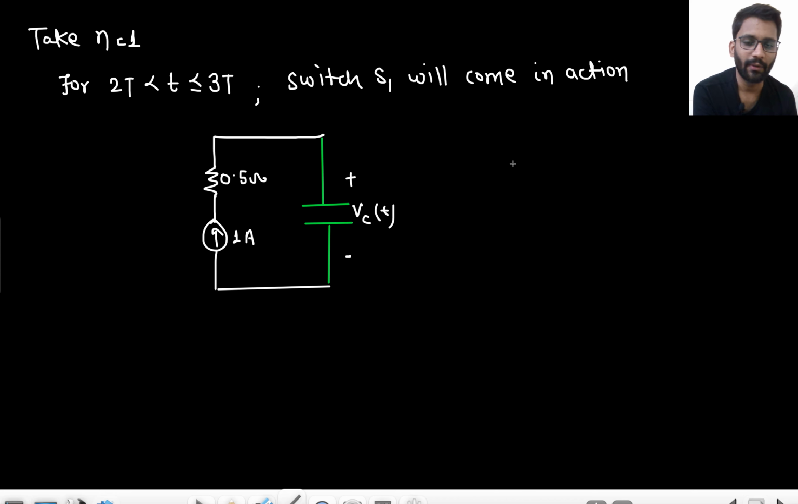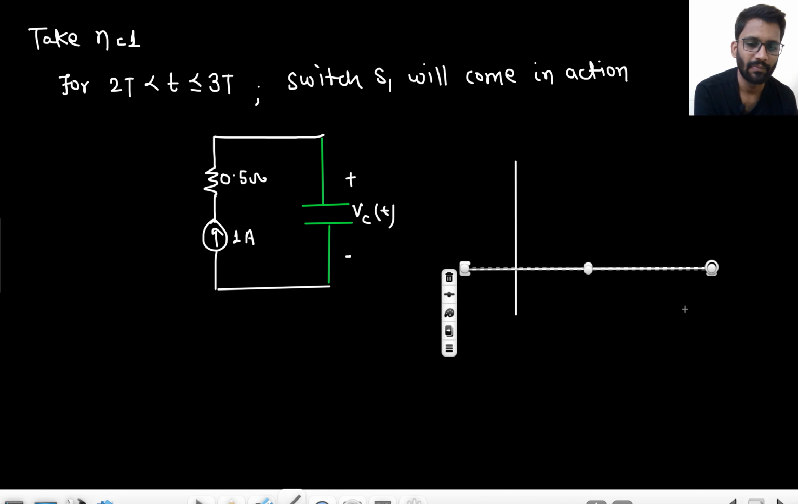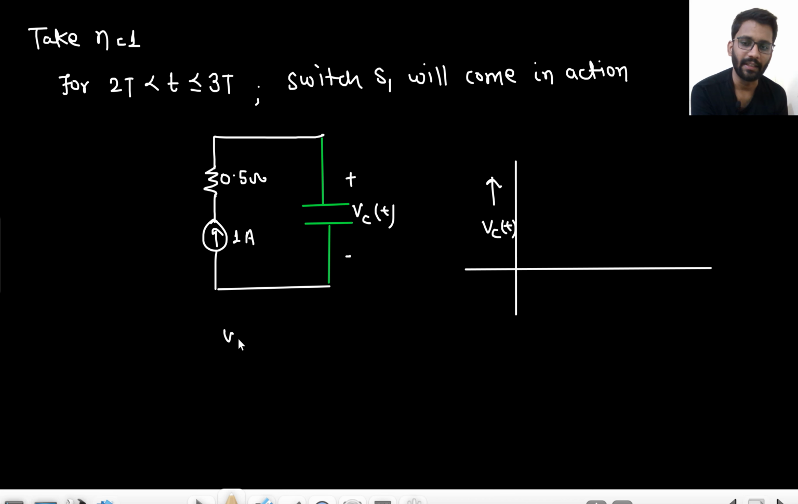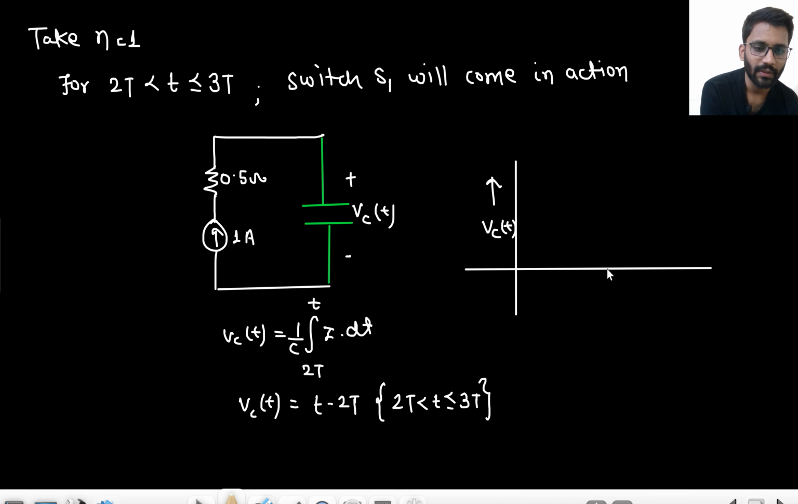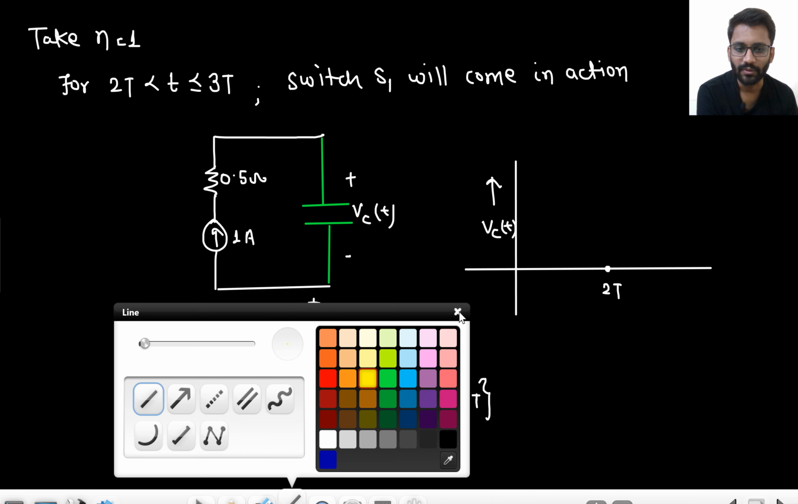I will not write down the equation now. I will just draw the waveform. So how much charge it will develop? VCT. Initially it is 0. It is starting from 2T to some time T, 1 by C integration I dot dt. So it will be T minus 2T. So at 2T it is having 0 voltage, and then at 3T it will have T voltage. Time is from 2T to 3T. Right? So let's just assume this is time 2T. So from 0 to T it will go.